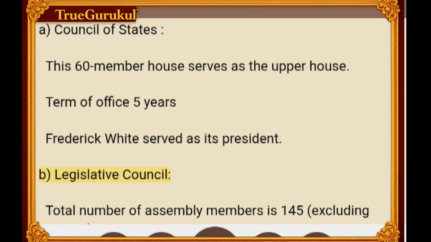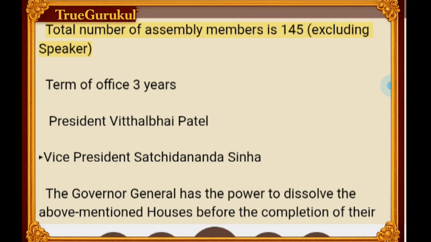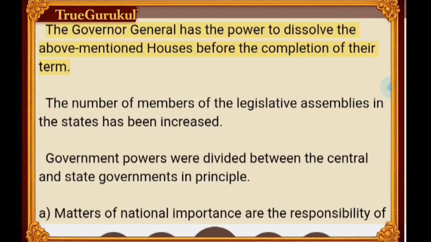B. Legislative Assembly. Total number of assembly members is 145, excluding the Speaker. Term of office 3 years. President Vithalbhai Patel, Vice President Sachidananda Sinha. The Governor-General has the power to dissolve the above-mentioned houses before the completion of their term.